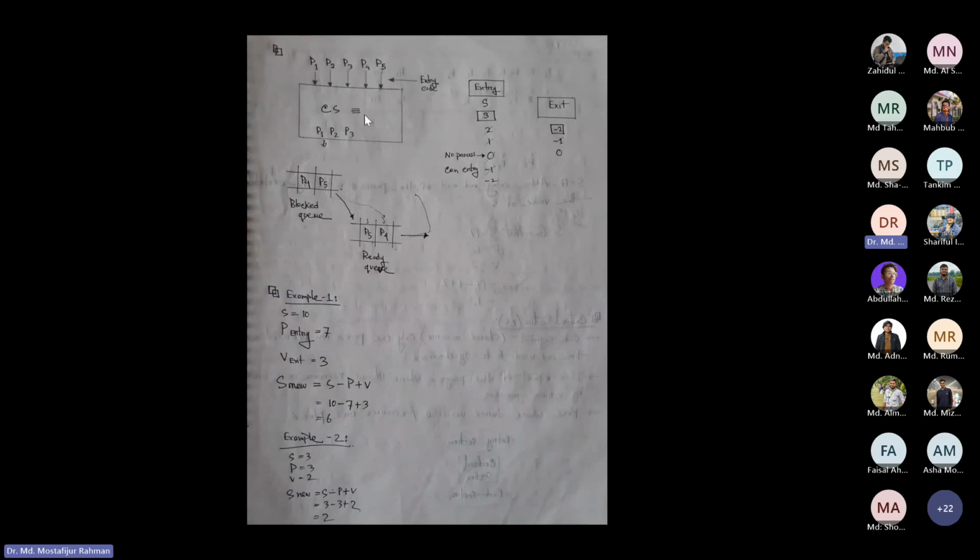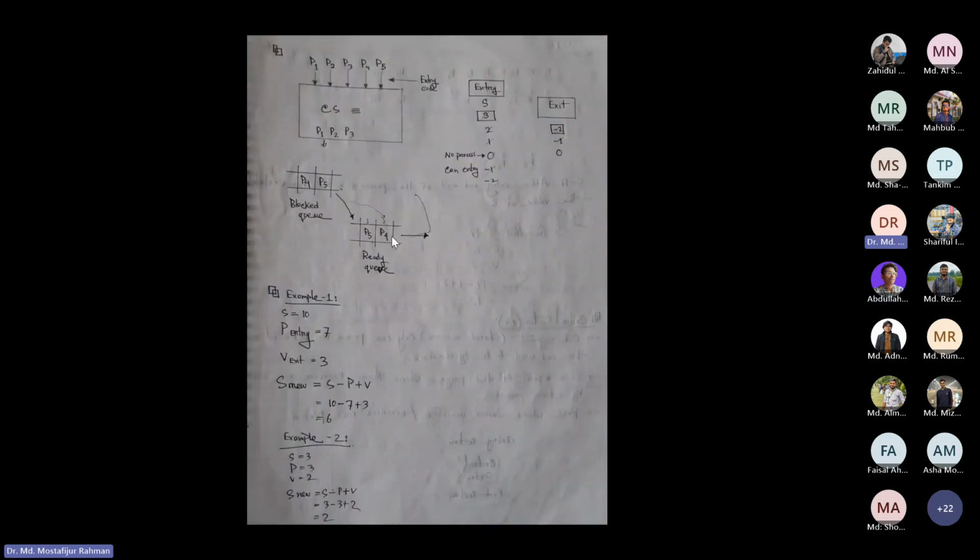P4 wants to get access. The value is 0, so 0 minus 1 means minus 1. Then is the S value less than 0? Yes, true. Put the process into the blocked queue. See, P4 is put into the blocked queue. Queue means first in, first out.